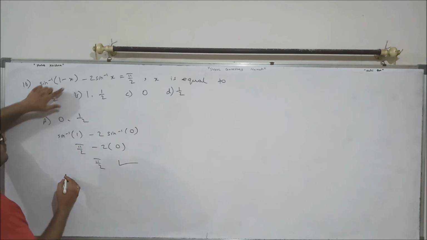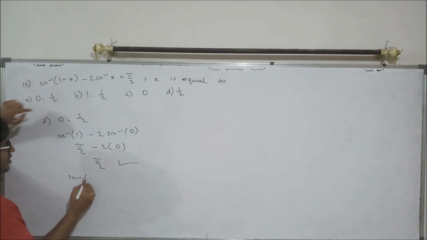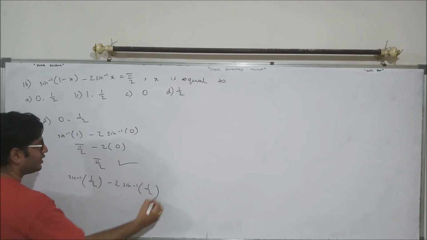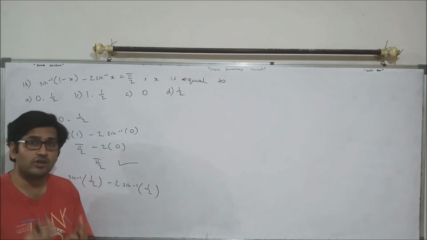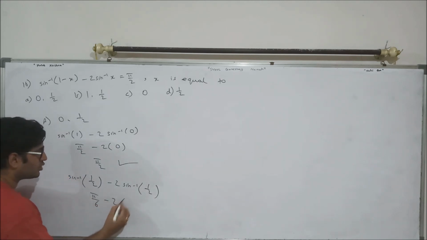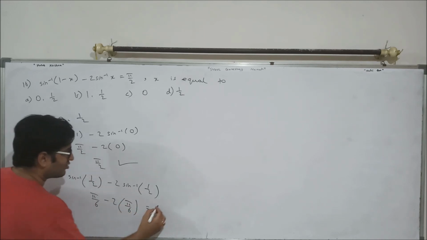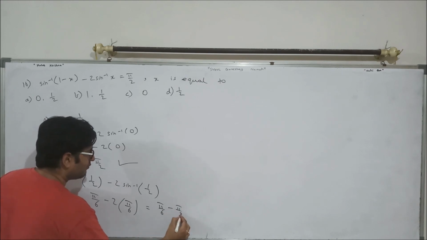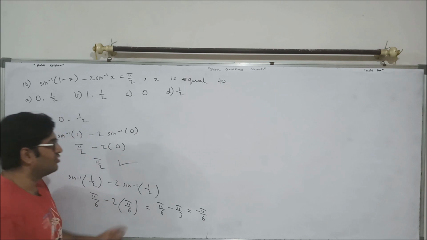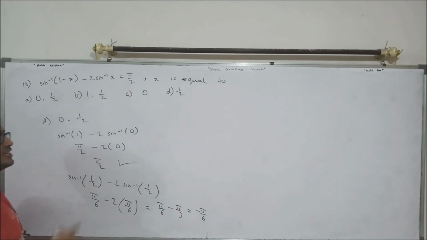If you put the value of x as half, then your first term will be sin inverse of 1 minus half, which is half, minus 2 sin inverse of half. Now what is sin inverse of half? Sin of which angle has the value half? Pi by 6, 30 degrees. So pi by 6 minus 2 times, again sin inverse of half is pi by 6. So we are getting pi by 6 minus pi by 3, which comes out to be 30 minus 60, that is minus 30, meaning minus pi by 6. So that is not equal to your RHS. So option number A is incorrect.